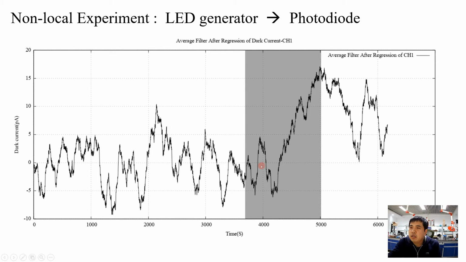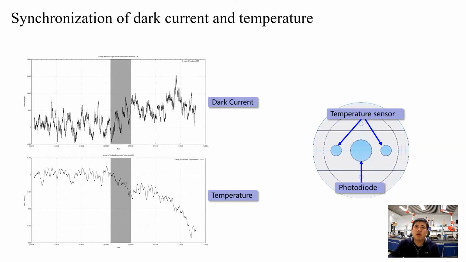We can see after the photo of the sensor is impacted by the LED generator, the dark current will change very fast. But in my previous experiments, the dark current always changed very slowly. The next interesting phenomenon is the synchronization phenomenon. This is not a new phenomenon. Dr. Serge Kernbach has talked about this phenomenon many times.